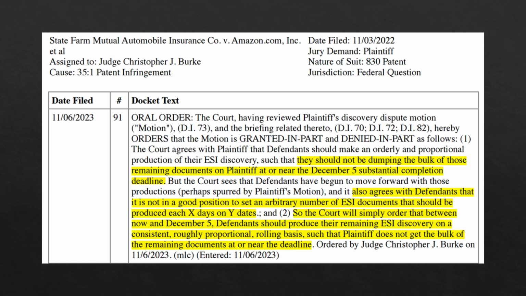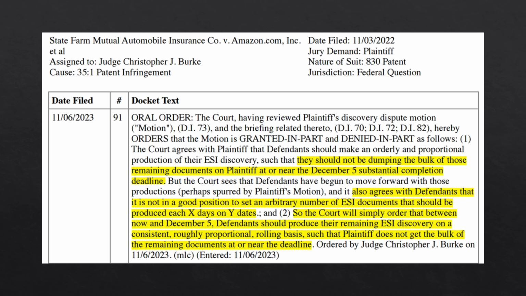And he puts this order. He says they should not be dumping the bulk of these remaining documents on plaintiff at or near December 5th substantial completion deadline. So the court will simply order that between now and December 5th, defendants should produce their remaining ESI discovery on a consistent, roughly proportional, rolling basis, such that plaintiff does not get the bulk of the remaining documents at or near the deadline.